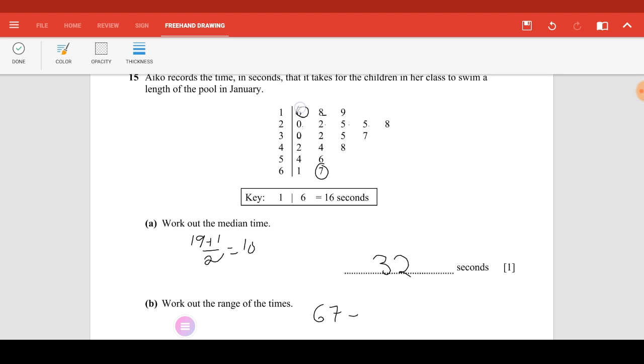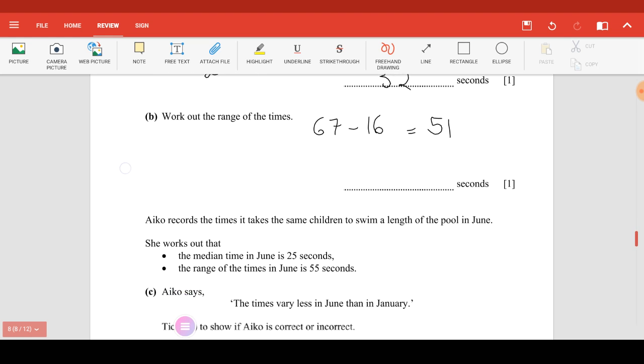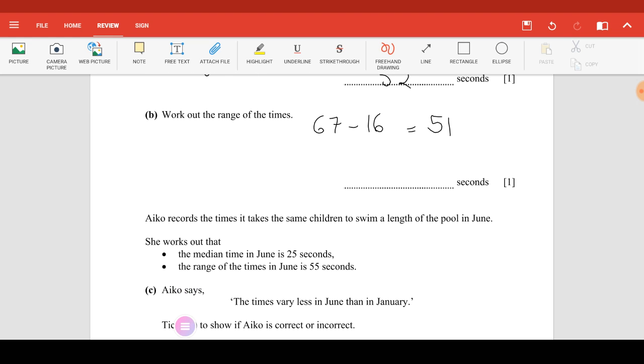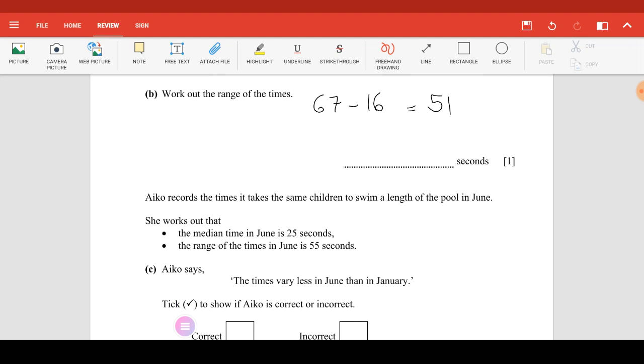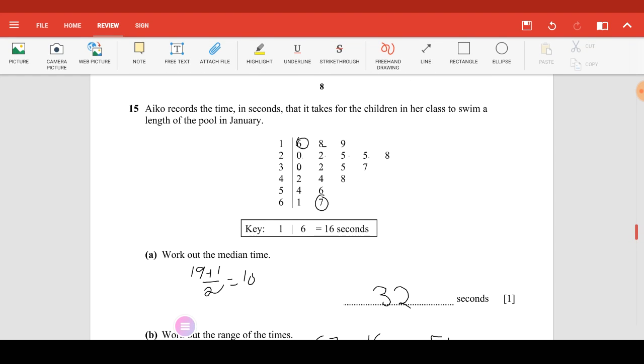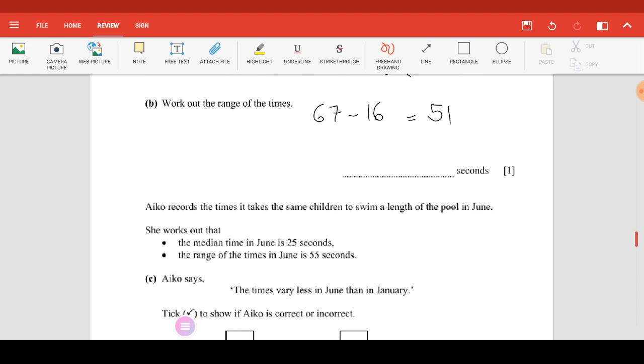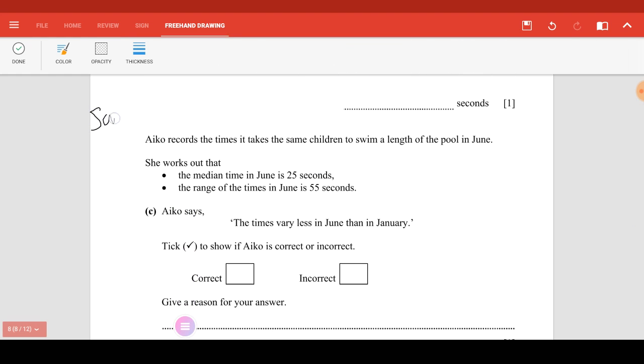67 minus 16, which is 51. Just 51. Echo records the times it takes the same children to swim the length of the pool in June. So this was for January and this is for June. She works out the median time. The median time is 25 seconds and the median here is 32. Okay, we will compare: January median 32, June is 25. The range of the time is 55.